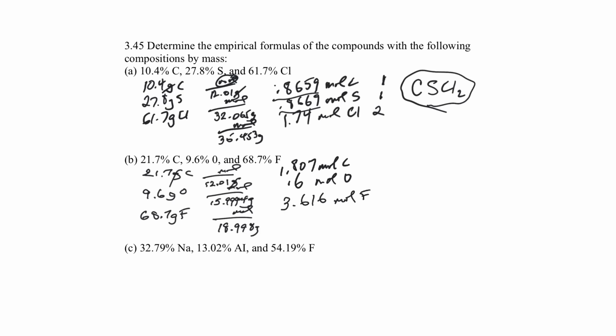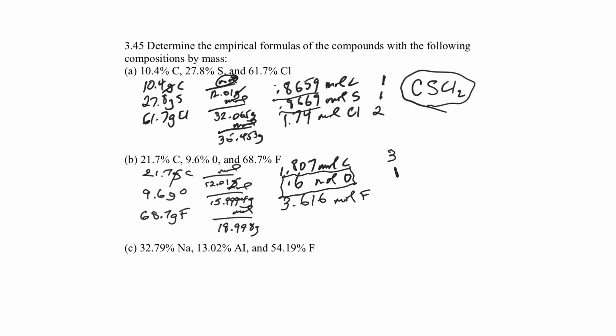All right, I don't want 1.8 of this, and I don't want 0.6 of this. I want whole numbers. So I'm going to take the smallest of these numbers, which happens to be 0.6, and divide it into each one. So 0.6 into 0.6 is 1. Let's do the next one. 1.807 divided by 0.6 gives me 3. You see what's going to happen? That 3 is going to be the subscript.